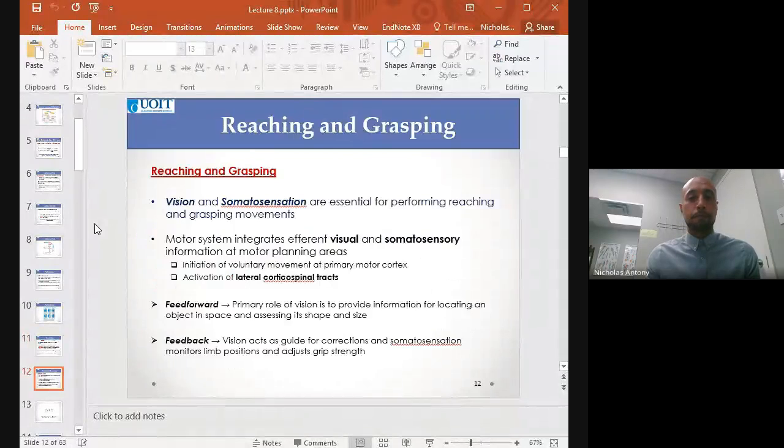Yeah. Now the last classification of movements is fine control. Now what's going to be very specific in terms of tracts with reaching and grasping or fine control? The main lateral upper motor neuron tract, the lateral corticospinal tract.